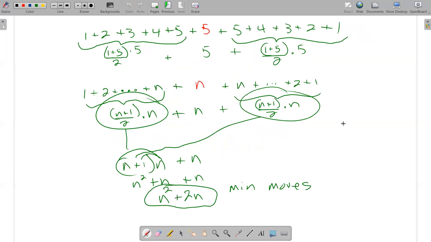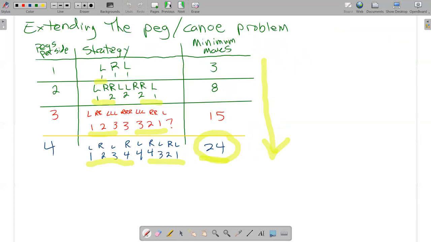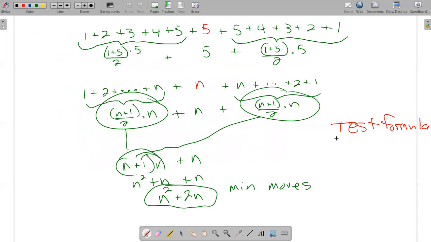So I'm just going to test this right here. Test my formula. I know that if there were, let's go back to my table. If there were three, or let's go to two on each side because the book did that one for us. If there's two pegs on each side, the minimum number of moves should be 8. So then we're just going to plug in n = 2 to our formula. So that would be 2² + 2 × 2. 2² = 4, 2 × 2 = 4, 4 + 4 = 8, and yeah, it works out the right way.